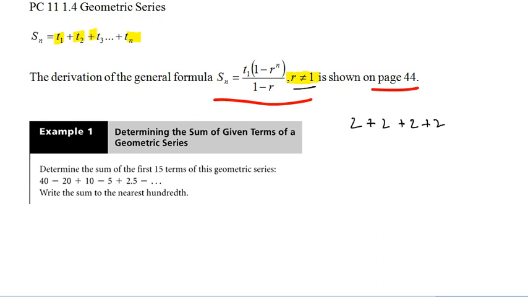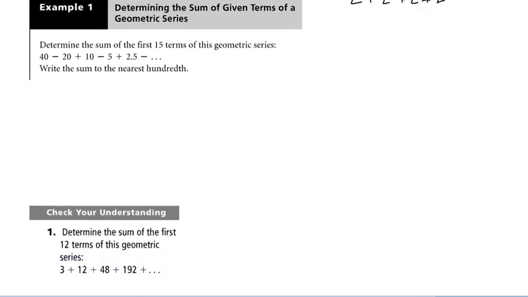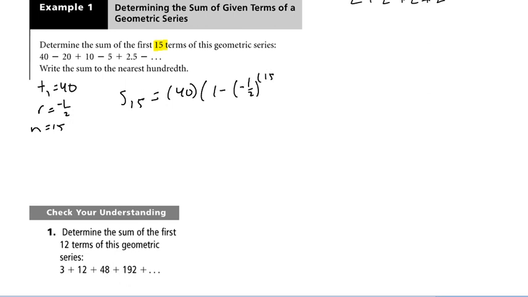Okay, let's have a look at example 1. So we want the first 15 terms of this geometric series. Notice that our first term, t1, is 40. Our common ratio, we're multiplying by -1/2 every time. And we've got 15 terms. So S15 is going to be 40 times 1 minus. Okay, and they want that to the nearest hundredth, so we fire all that into our calculator, and we get S15 equals 26.67.